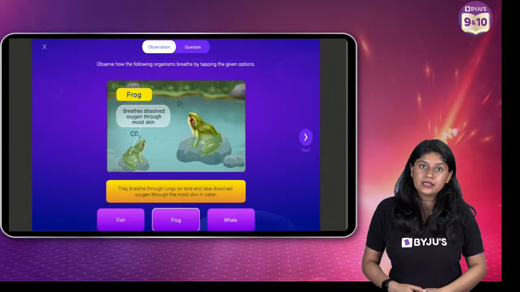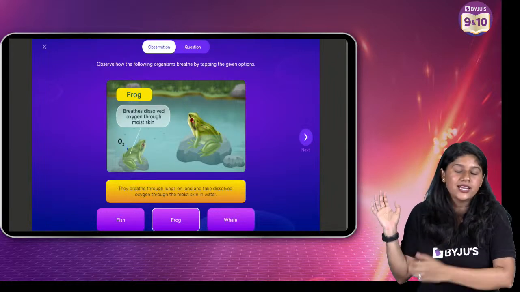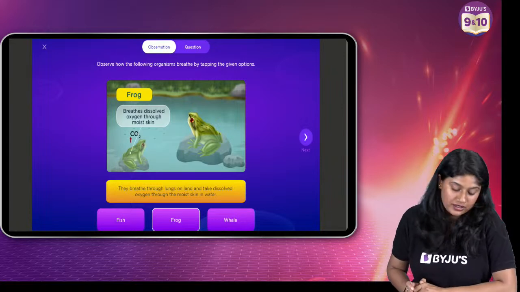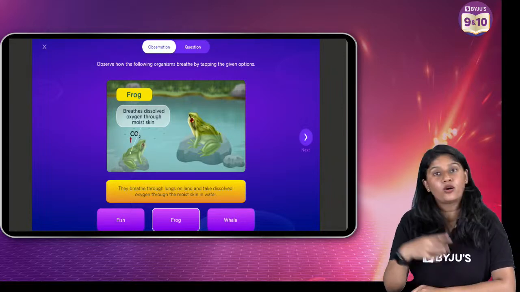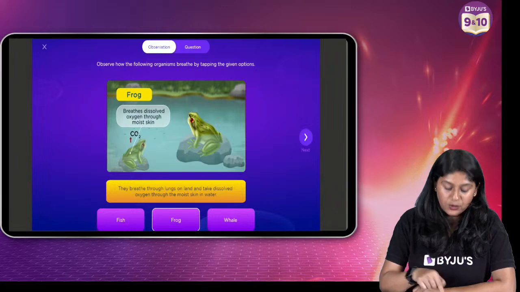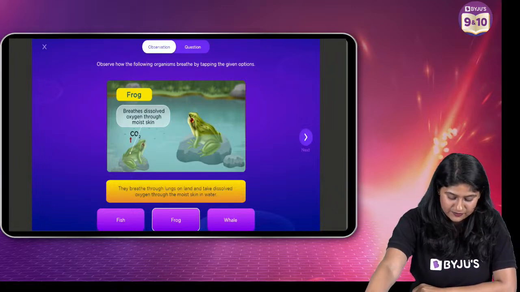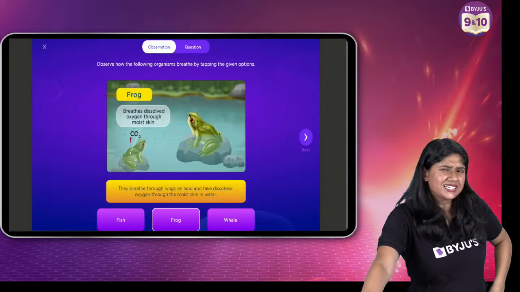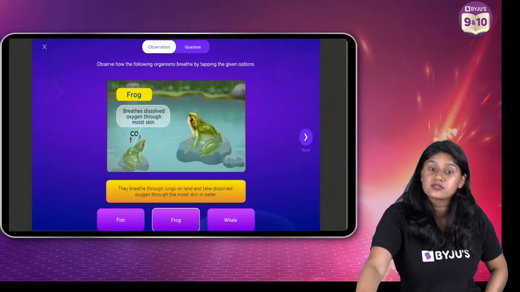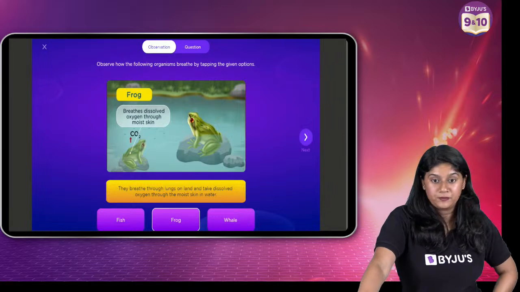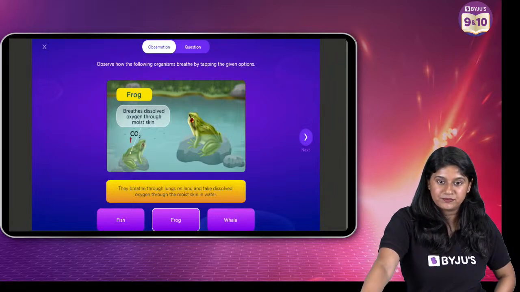So we know that the amphibians, like frog, breathe through their lungs when they are on the land, and when they are in the water, they breathe through the gills, right? Basically not through the gills directly, but they have a moist skin. Lungs and the skin, very good.